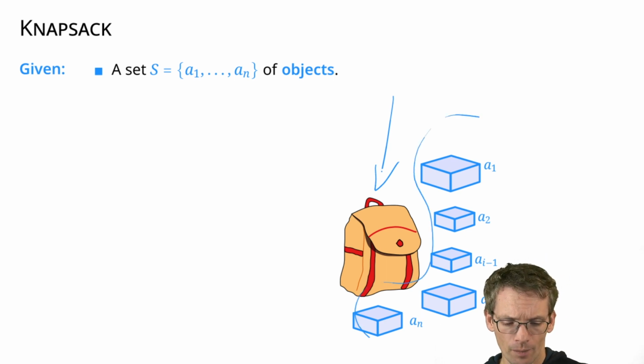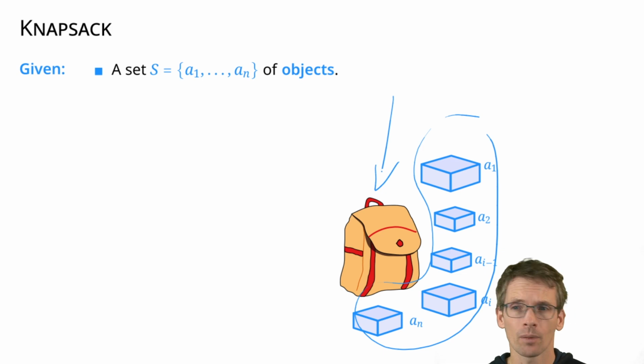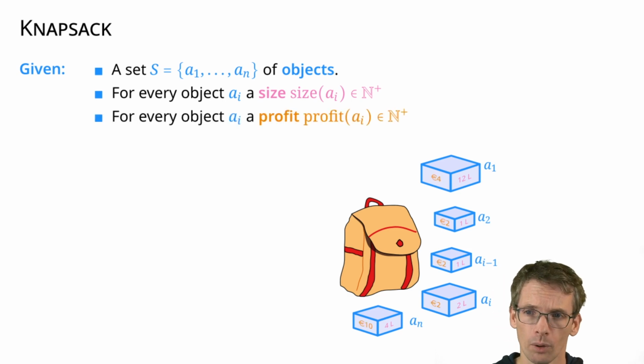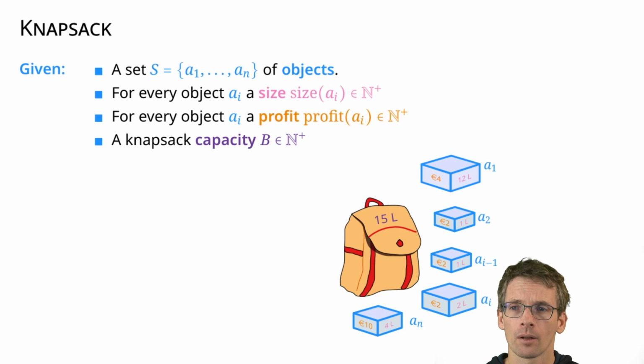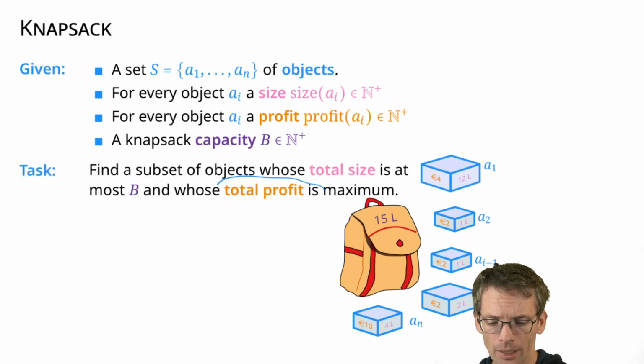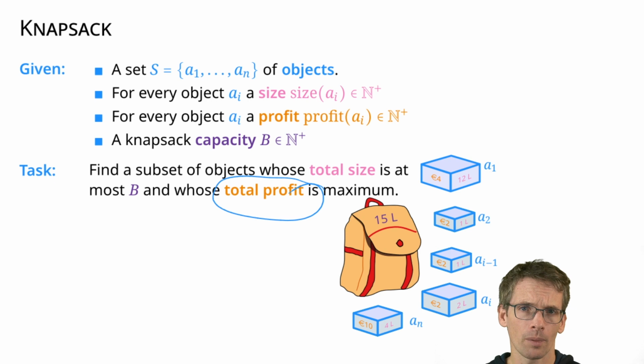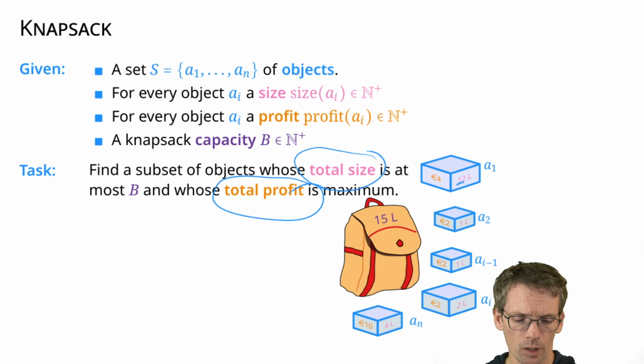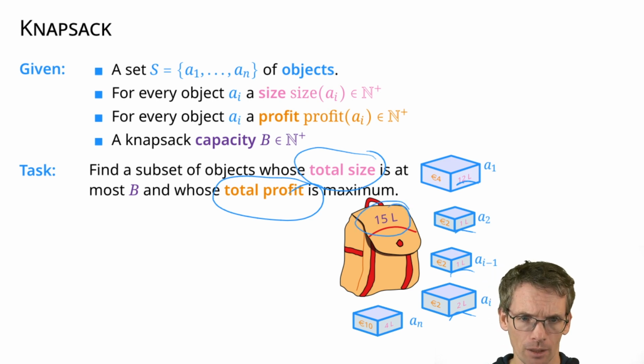So there are n items, n objects to choose from. Each of them has a certain size and gives you a certain profit. And your knapsack only has a certain capacity. So your task is now to maximize your profit by selecting items whose total size, so if you sum up these numbers of the items that you pack, should not exceed your capacity.